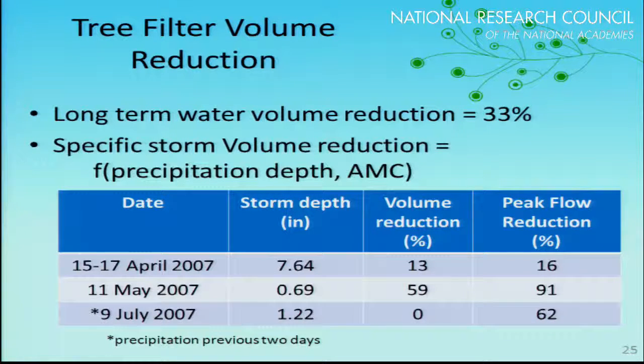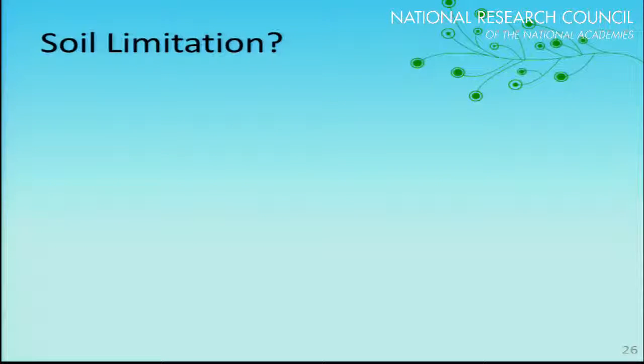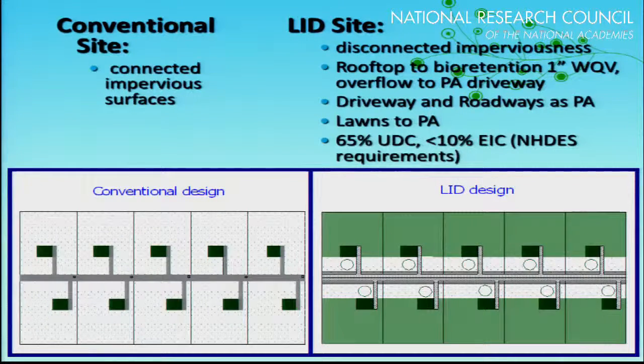For the much smaller events, you can see that you can get fairly significant peak flow reductions. So something around these events, these are less than the 2-year events. And so for the smaller events, you may see a lot of volume reduction. On this particular event of 1.2 inches, we saw no volume reduction. Why? Because it rained the previous 3 days. So obviously, if everything's saturated, you're not going to get the kind of volume reduction you're after. Is there a soil limitation?